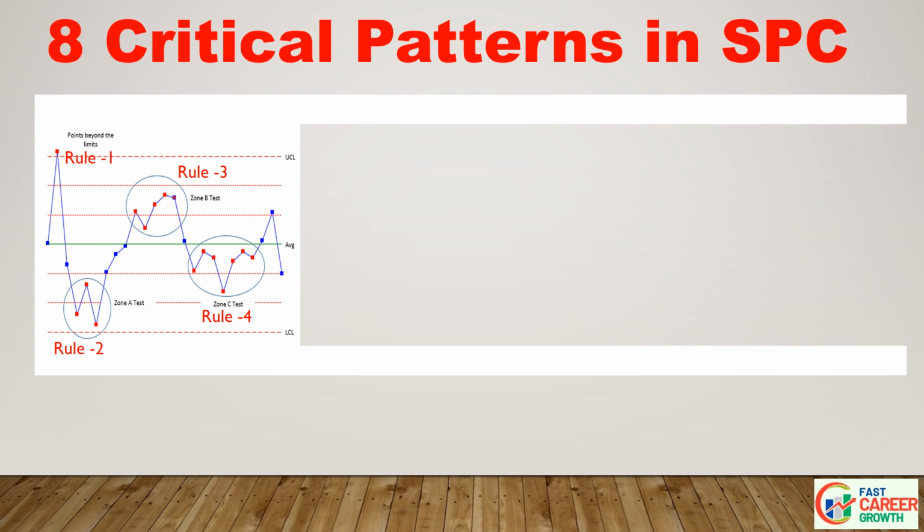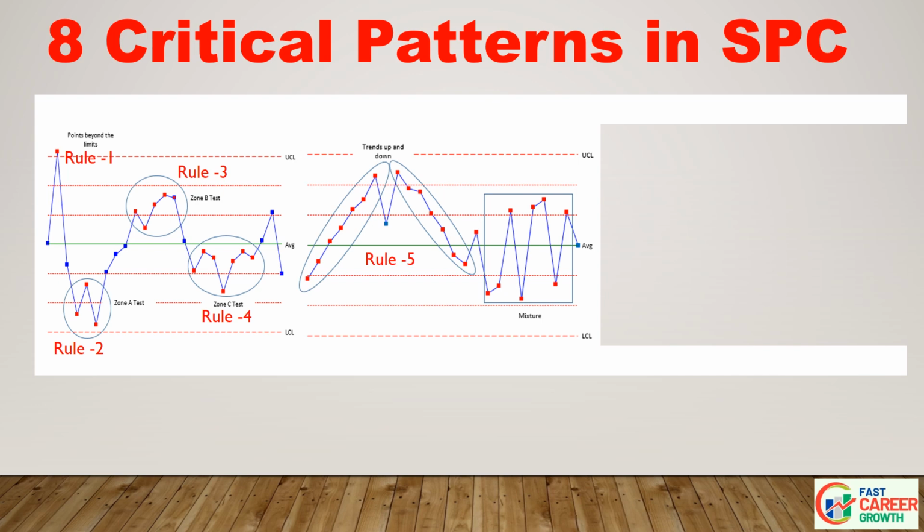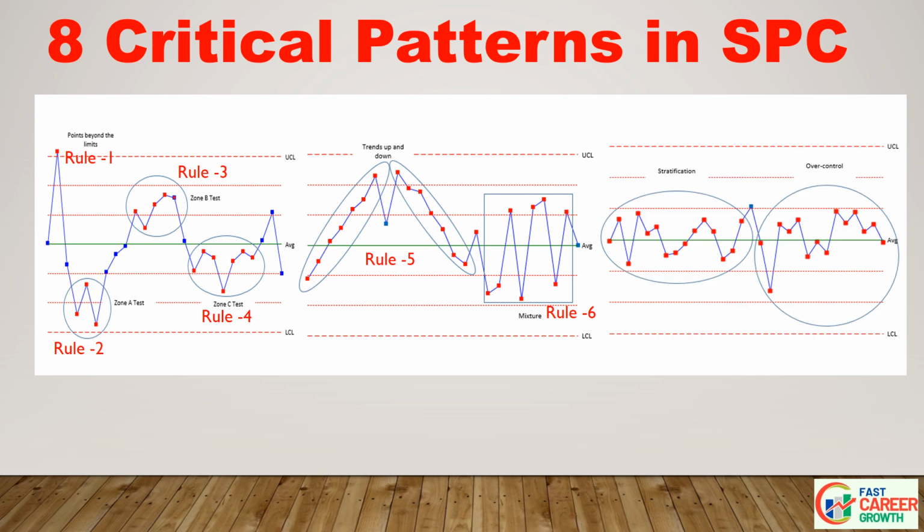Rule 5. If 6 or more consecutive points trending up or trending down. Rule 6. If 6 or more consecutive points with no points in Zone C. Rule 7. If 15 consecutive points in Zone C. Rule 8. If 14 consecutive points alternating up and down.